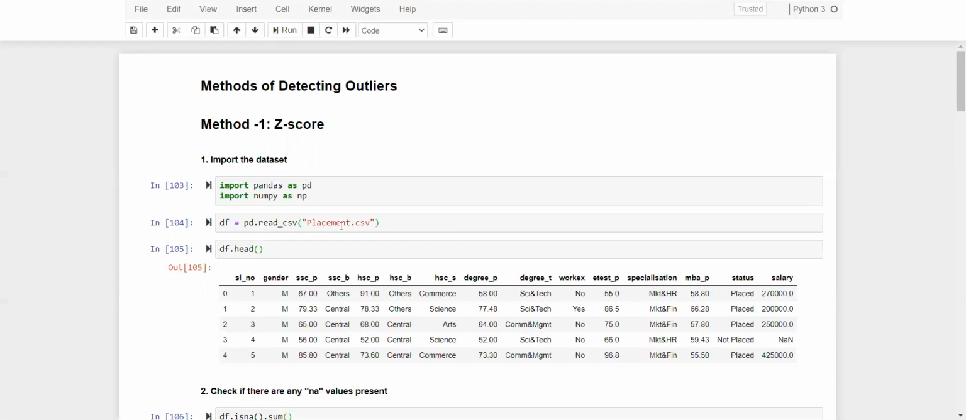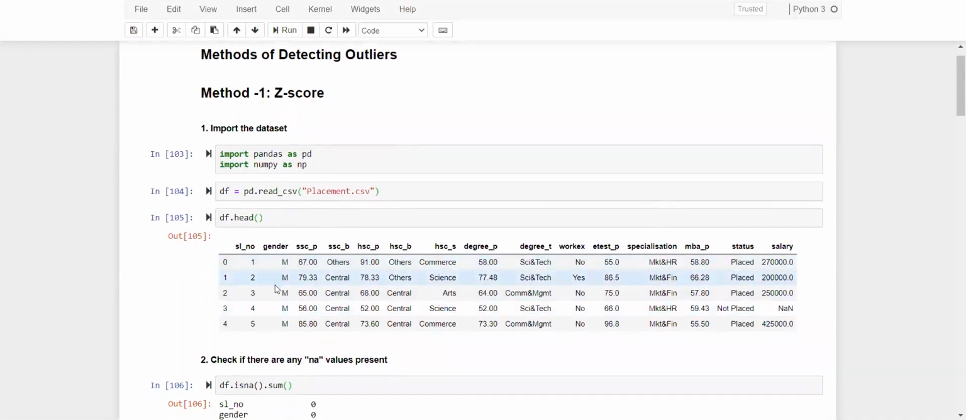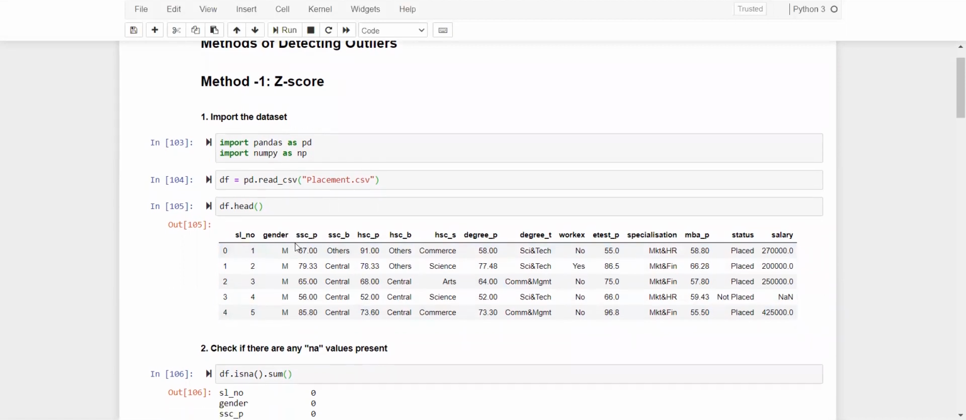which is basically about the placement record of students in a B school. I have created a data frame and imported the placement.csv file into it. And just for you to understand how the dataset looks, I have displayed the first 5 records of the dataset. This dataset is basically a mixture of categorical and numerical columns. As you can see, these are a few categorical columns, and then we have numerical columns as well. This is what we'll be using, and we'll be selecting one of the columns from this data frame and finding the outliers in it using z-score.